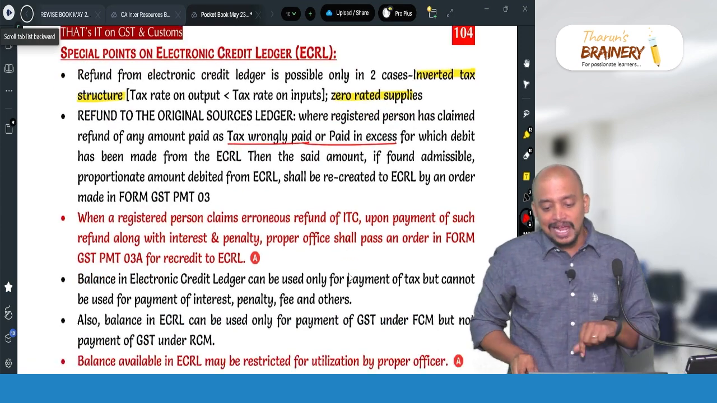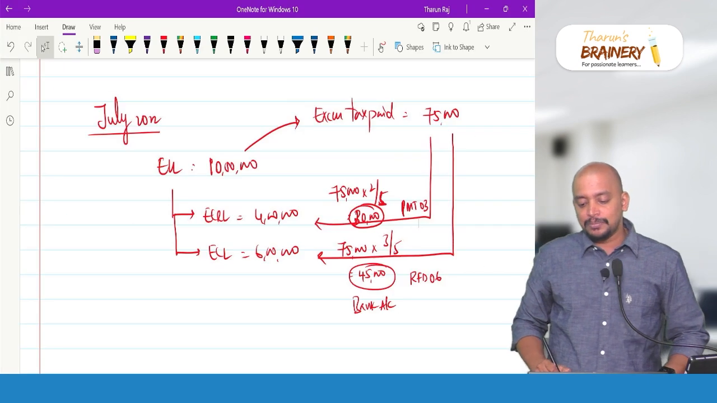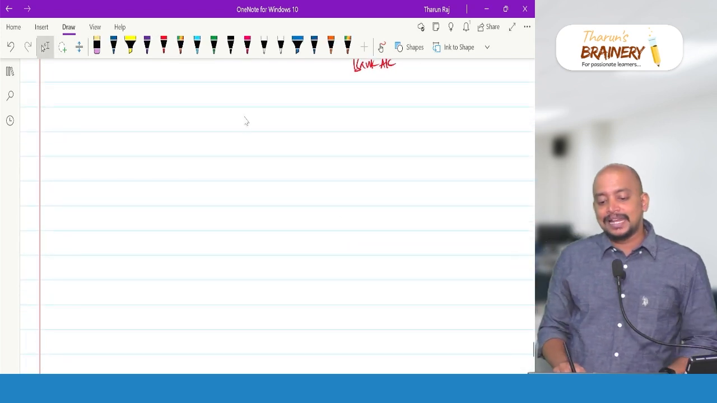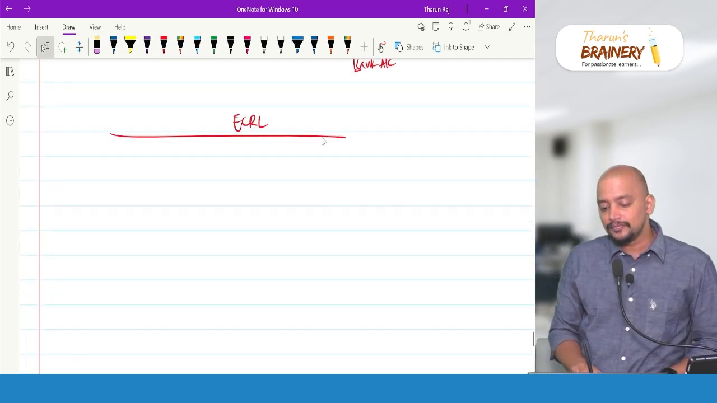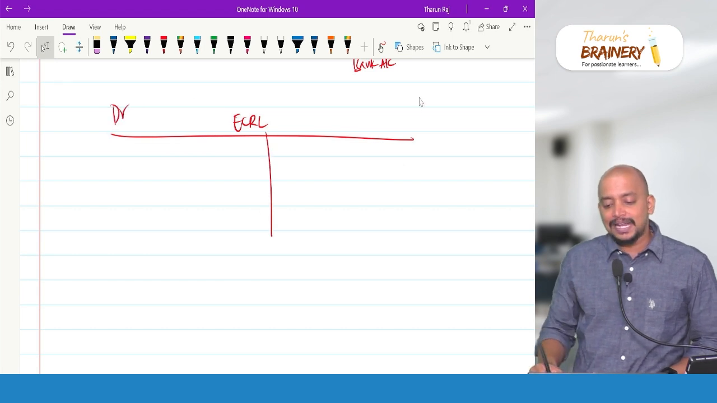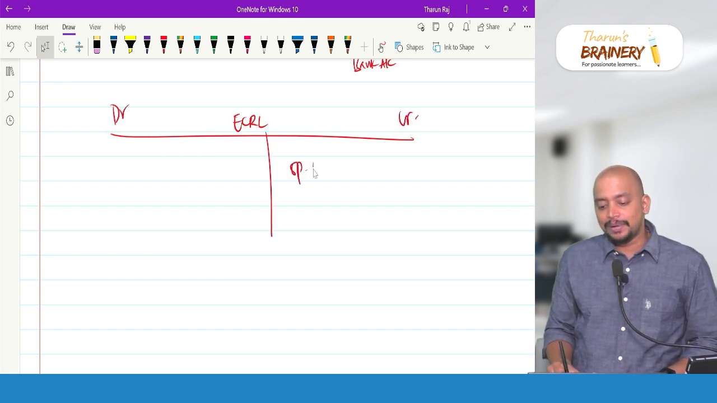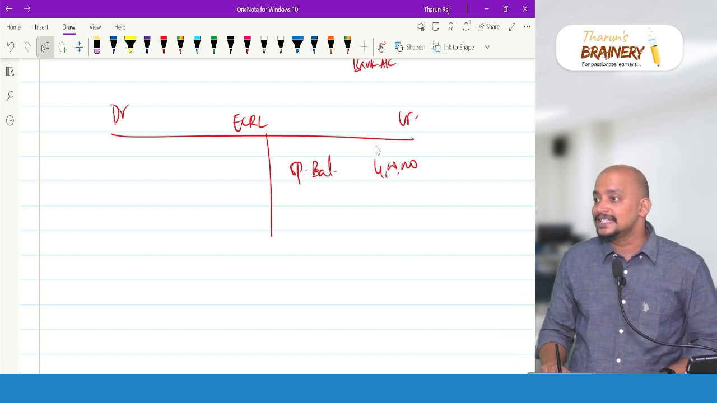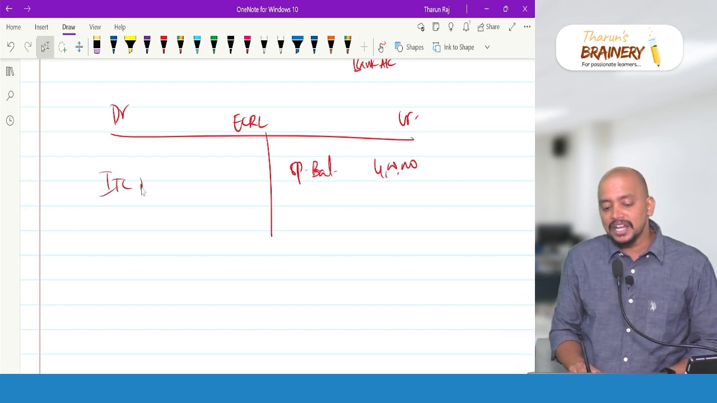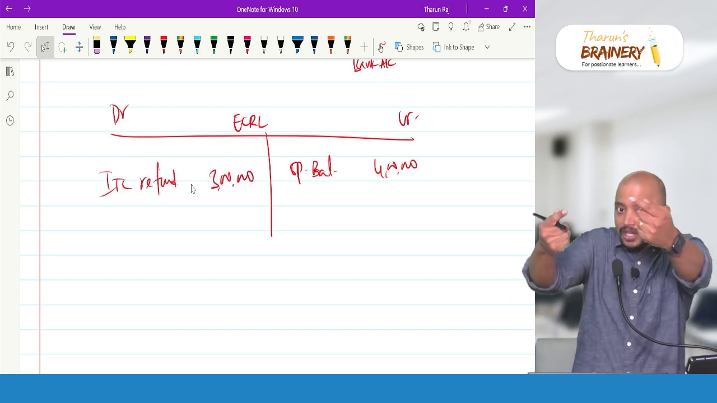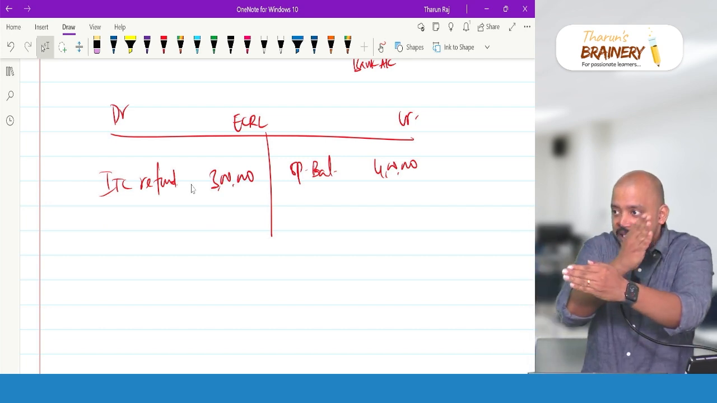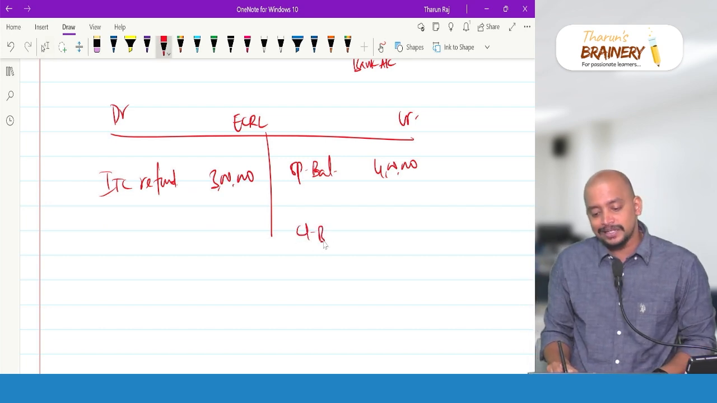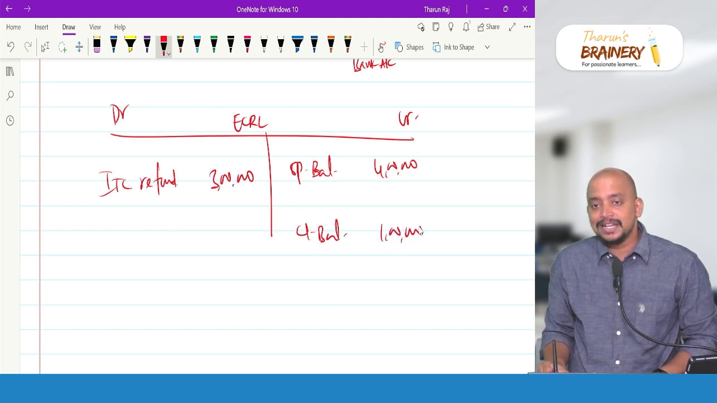That PMT 3A is an amendment now. So, what is that PMT 3A? First, we have some balance in the electronic credit ledger. Please concentrate. We have some balance in the electronic credit ledger, the opening balance. That balance in the electronic credit ledger is 4 lakhs, and we claimed an ITC refund of 3 lakhs. When we claim a refund of 3 lakhs out of ITC, it means that 3 lakhs will get debited. So, what will be the closing balance? 1 lakh. The closing balance is 1 lakh.